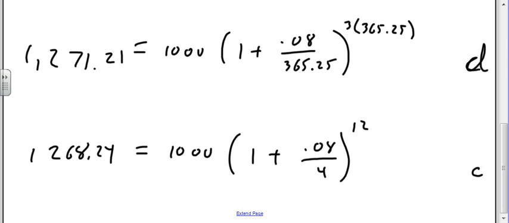Okay, good enough? So I can compound daily, from quarterly to daily, and I get about $3 more.